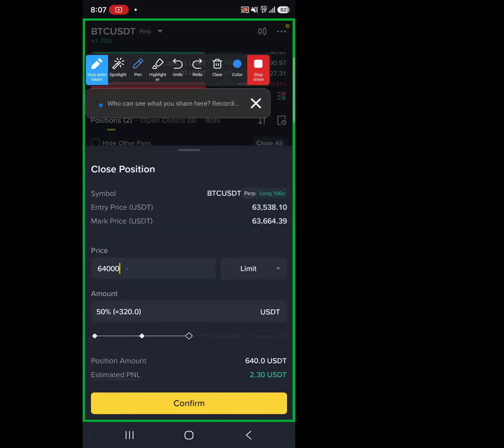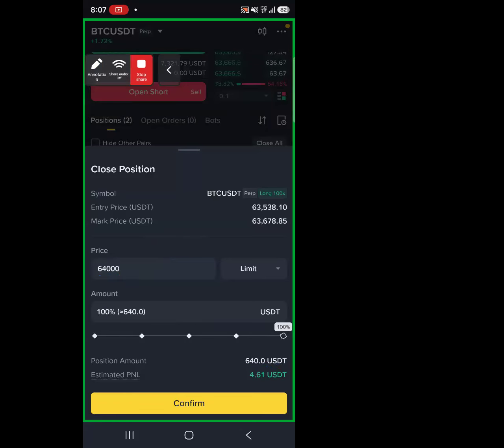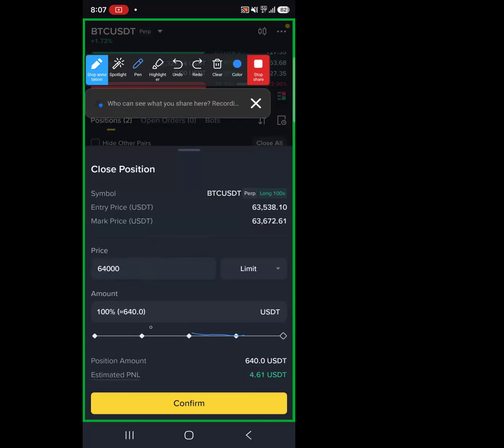So do you see? When the price gets to 64,000, that is when you are instructing the exchange to close your trade. And if you're selling 50% of this asset at that price, you'll get a profit of 2.3. But if you close everything entirely, 100%, that means when the price moves from 63,538 to 64,000, you will be making a profit of 4.6.